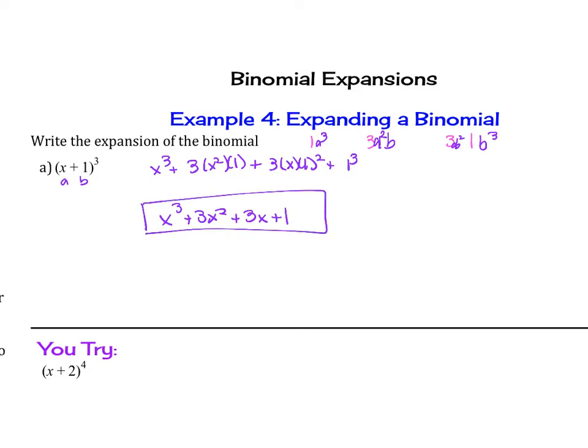So try this out with the fourth row. What's nice is I have the third row memorized, and then I just go on to the next one, 1, 4, 6, 4, 1, and then remembering the pattern, it starts with a to the fourth, and then see if you can figure out the rest and write this binomial expansion.